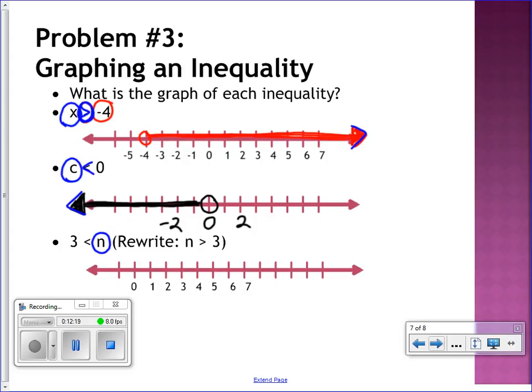My suggestion on this one is to rewrite the expression 3 is less than n. To do that, to put n on the left, notice that you have to switch the inequality symbol to point the other direction. So rather than 3 is less than n, we want to write n is greater than 3. And that represents the same expression.